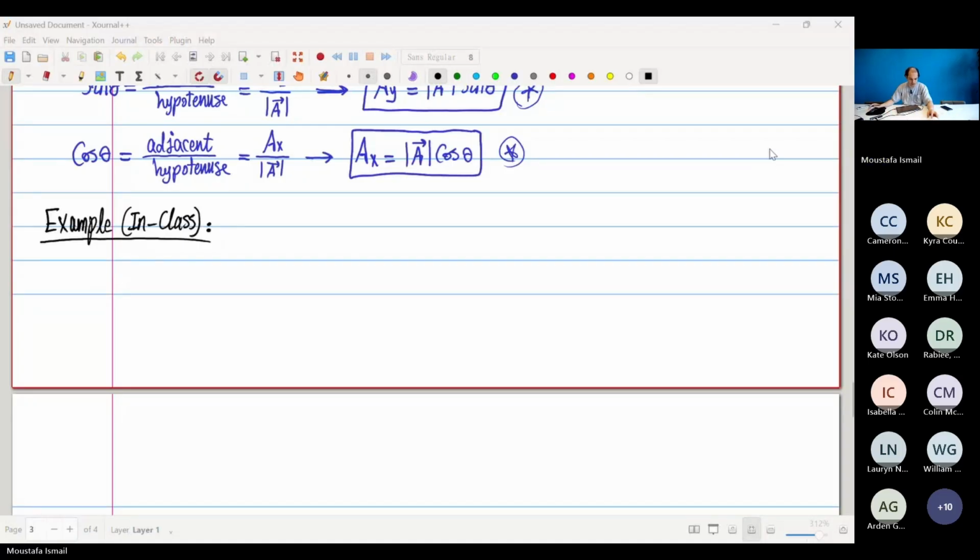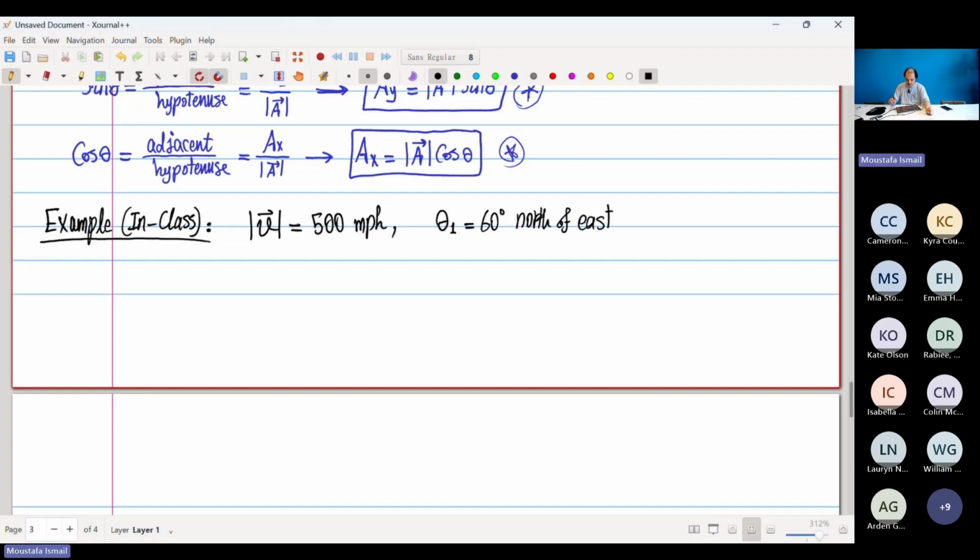So we have a plane flying at 500 miles per hour. So the speed, or the magnitude of the velocity, is 500 miles per hour. Okay. And it's going at 60 degrees north of east.